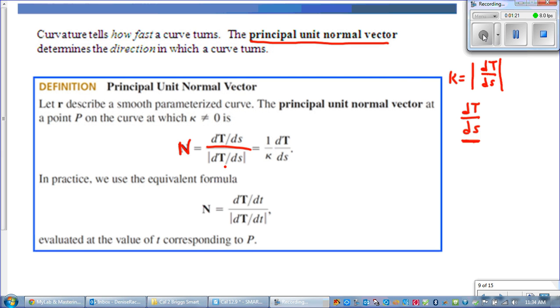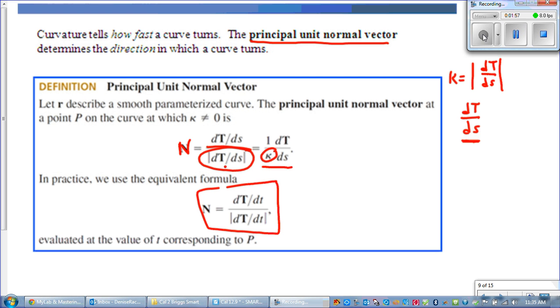That can be found by taking 1 over the curvature, which we have two formulas to calculate, times dT/ds, because remember the magnitude of dT/ds was just the curvature. That's not going to be the easiest form to use, because finding the curvature itself was a pretty large task. So the formula that we're going to use is the principal unit normal vector equal to dT/dt over the magnitude of dT/dt.